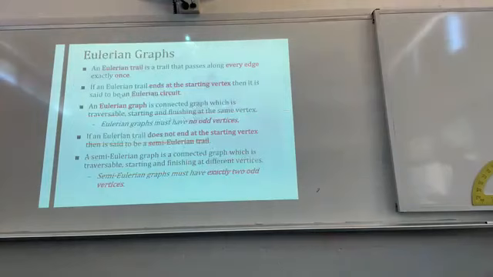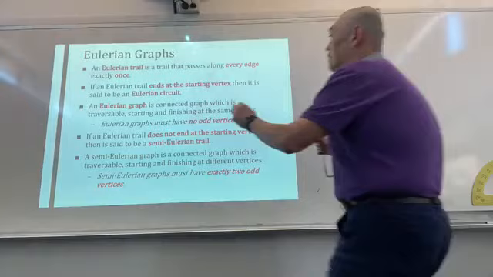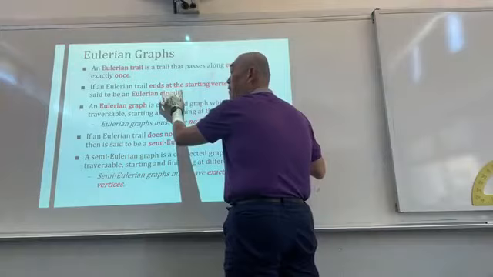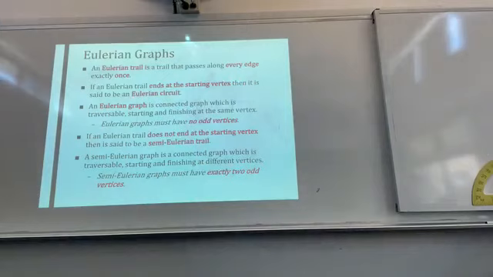Now, Eulerian graphs. An Eulerian trail is a trail that passes along every edge exactly once. If it starts and ends at the same vertex, it is an Eulerian circuit. Now, the exam board doesn't really use the word circuit. I'm using the word circuit here to make sure that you know it starts and closes. It's a closed trail.